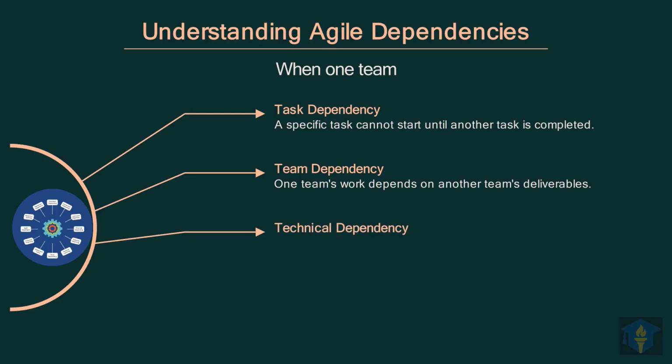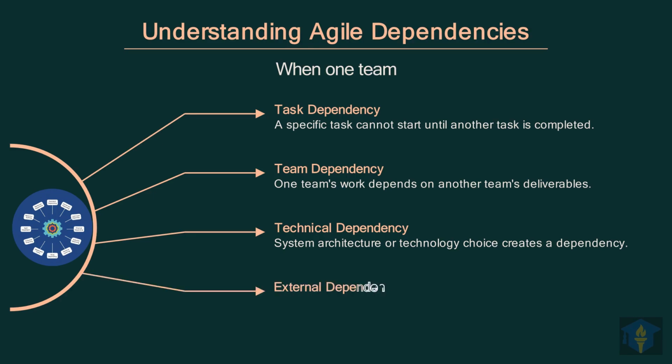We also encounter technical dependency, often rooted in system architecture or specific technology choices. This means the way systems are built or the technologies used inherently create specific orderings for tasks. Lastly, there's external dependency, which involves reliance on factors outside the immediate project teams. This type of dependency often involves waiting for deliverables from third-party vendors or approvals from regulatory bodies.